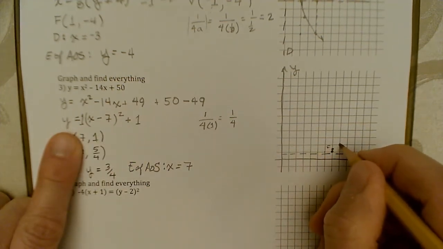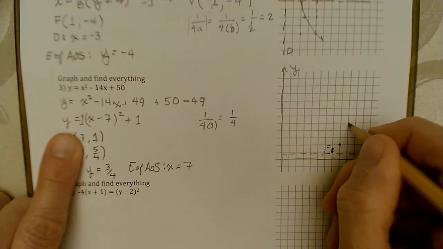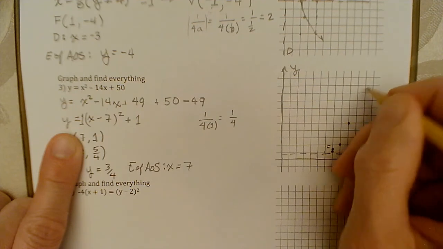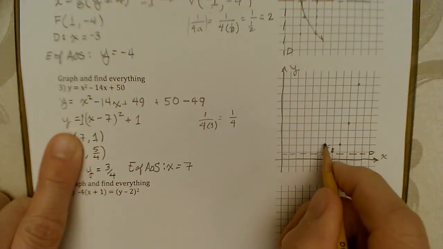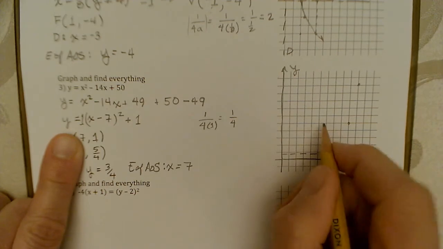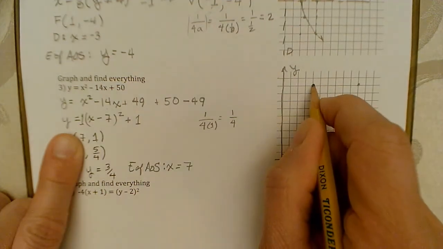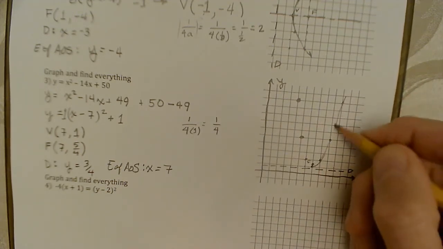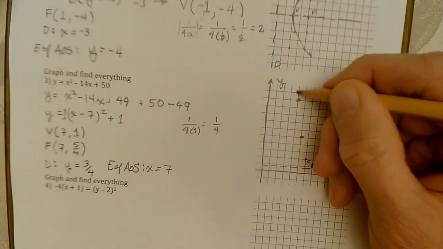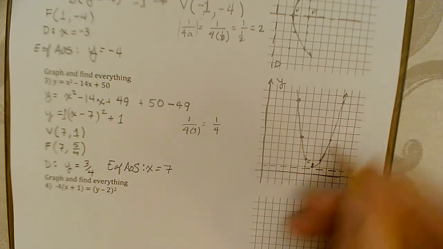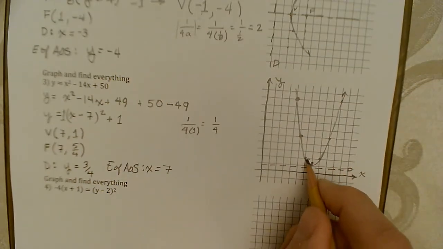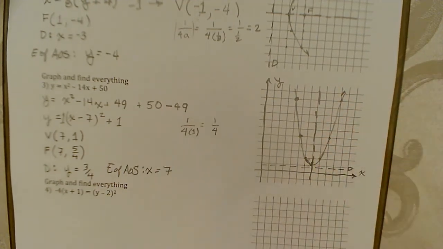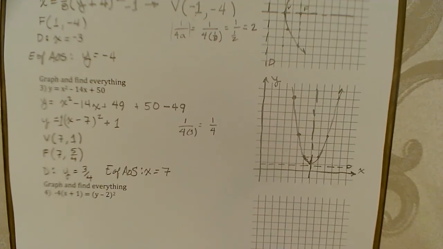I go over 1 up 1, over 2 up 4, over 3 up 9 if I want to. Again, over 1 up 1, over 2 up 4, over 3 up 9. Okay, so we can sketch that in. Basic parabola like we're sort of used to from previous chapter. And then the axis of symmetry going down through the middle here. All right. And that looks about it.